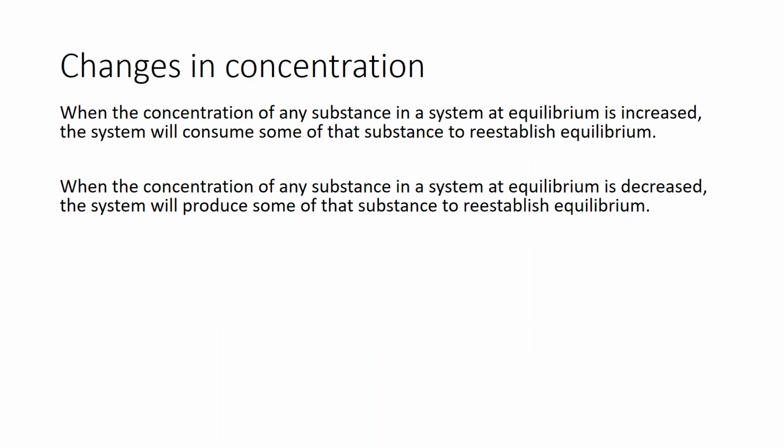Okay, so how does this work with changes in concentration? When the concentration of any substance in a system at equilibrium is increased, the system will consume some of that substance to reestablish equilibrium. When the concentration of a substance in a system at equilibrium is decreased, the system will produce some of that substance or consume the others to reestablish equilibrium.